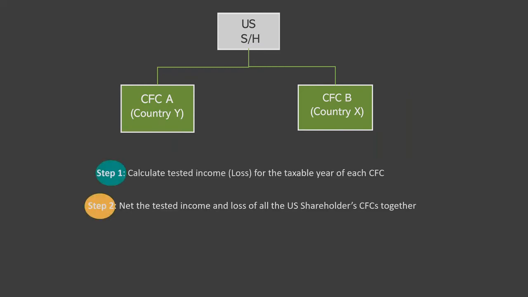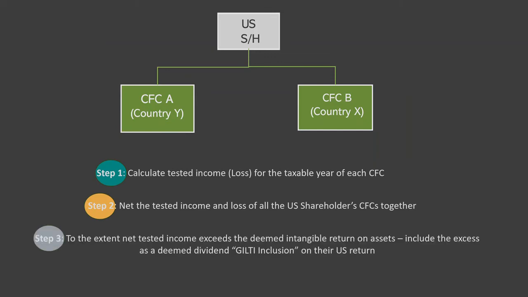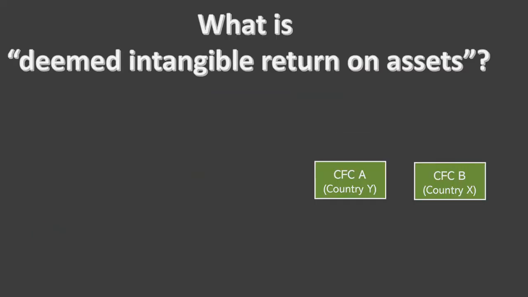Finally, after computing our tested income, tested loss, and aggregating them together, we can move on to step 3, which says that to the extent net tested income exceeds a deemed intangible return on assets, we're going to include that excess into our U.S. income. So what is a deemed intangible return on assets? The deemed intangible return is 10% of qualified business investment assets minus interest expense. These are the assets of the CFC less interest expense at the CFC.